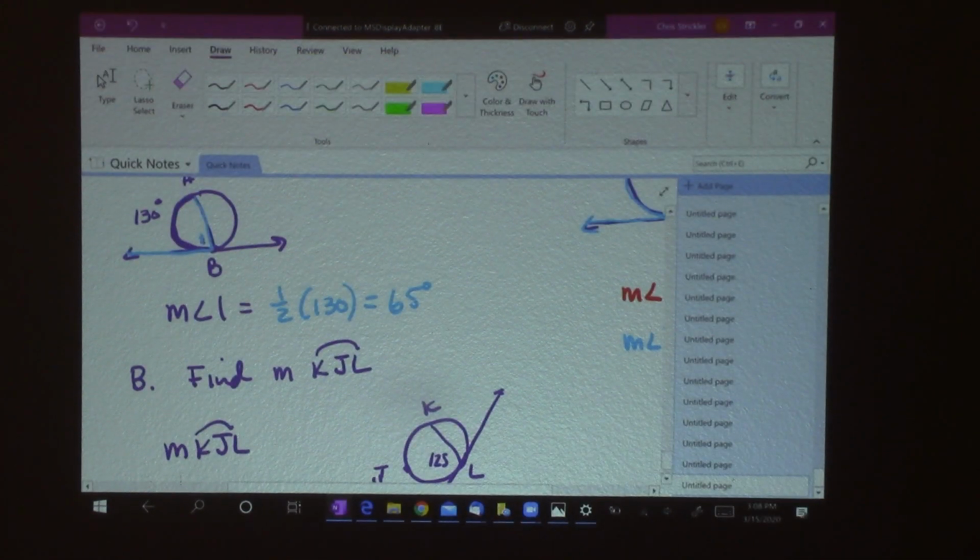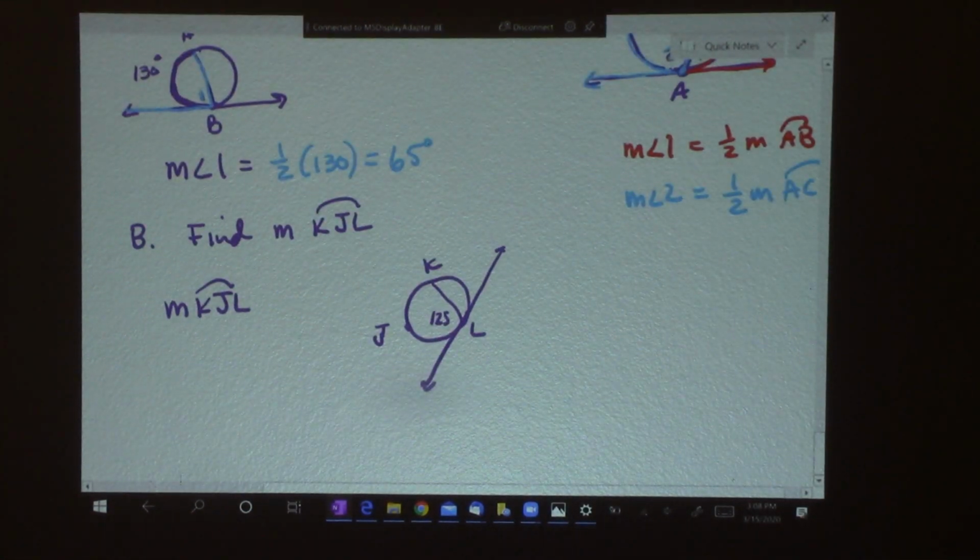Again, I'm going to switch colors. Okay. So I want to find this arc. The angle here is from the chord to the tangent, and my arc is KJL. So I'm going to take my angle measure. This would be the measure of angle L is 125, and I'm going to multiply it by 2, and I get 250. So the measure of the arc is 250 out here.